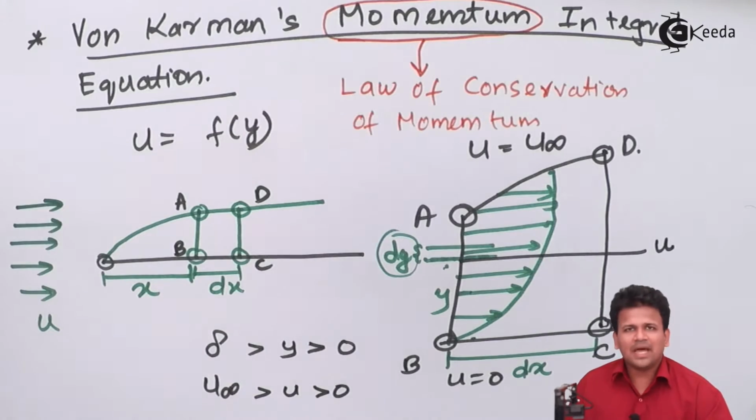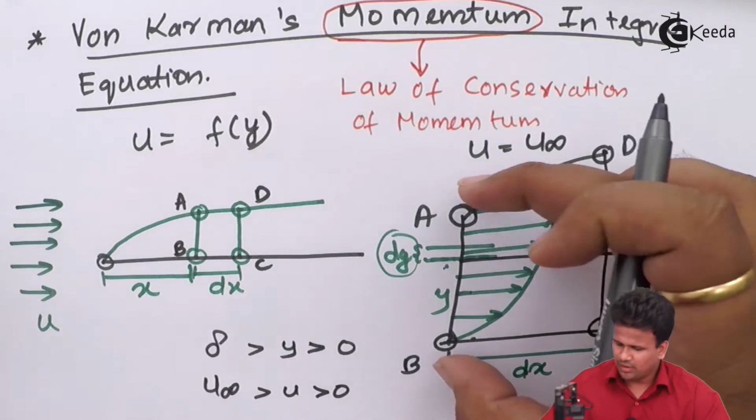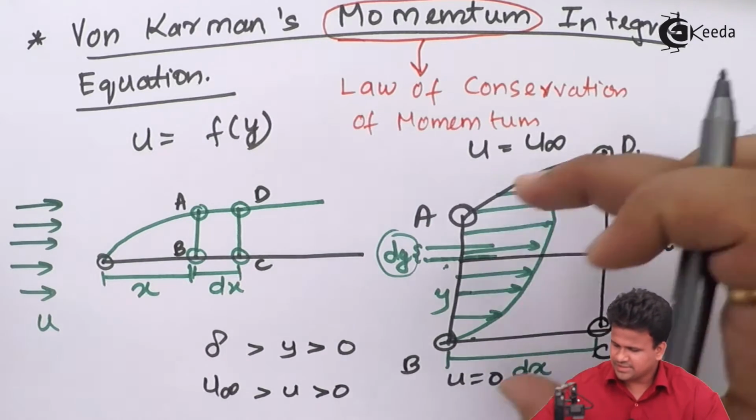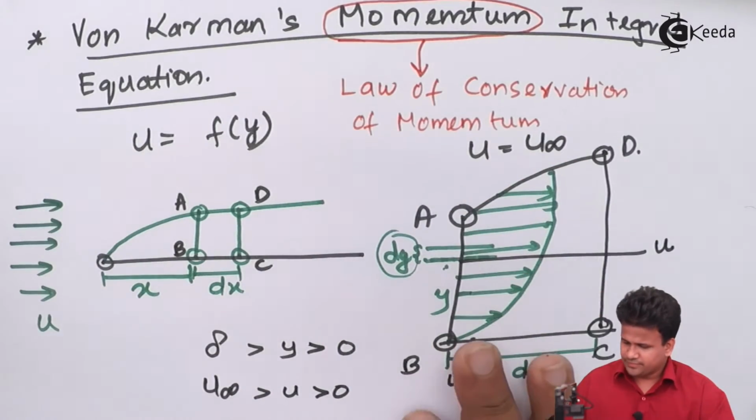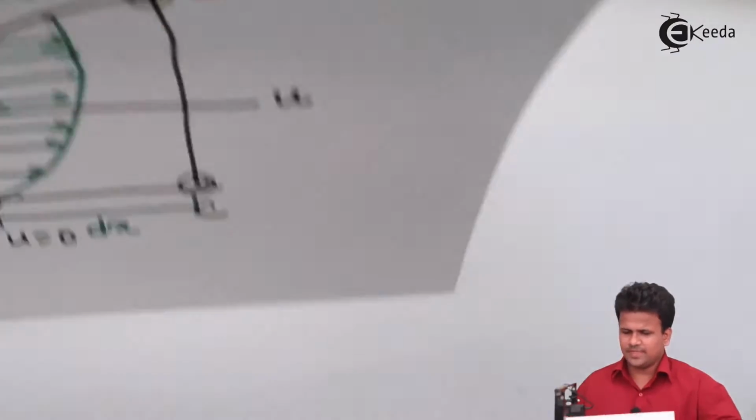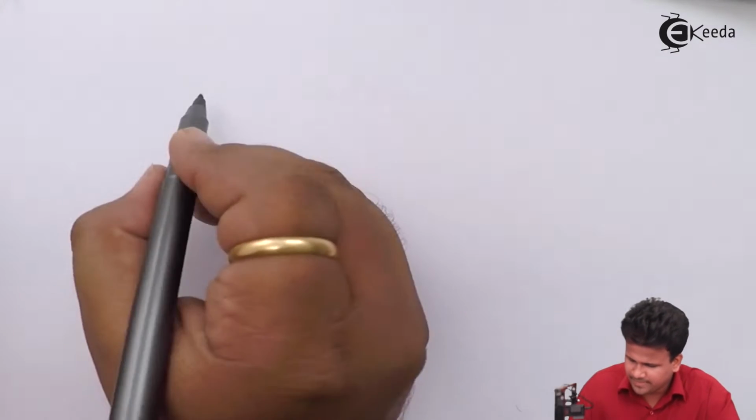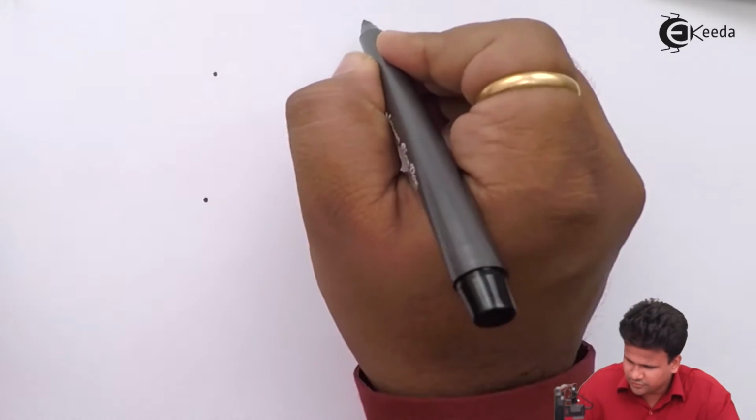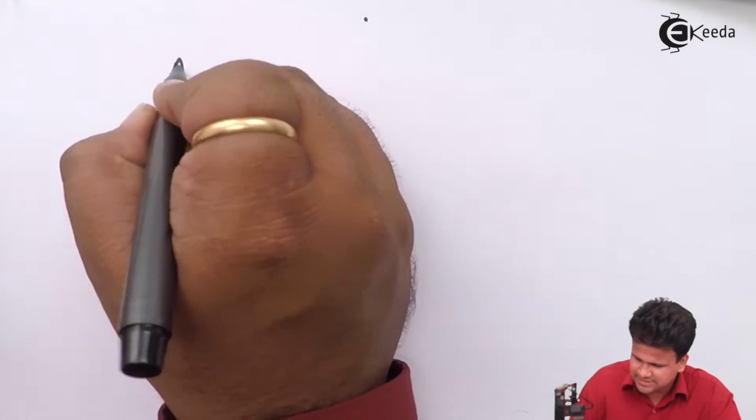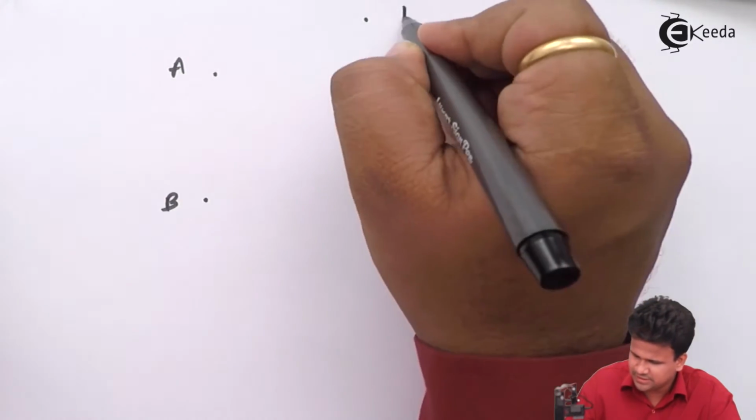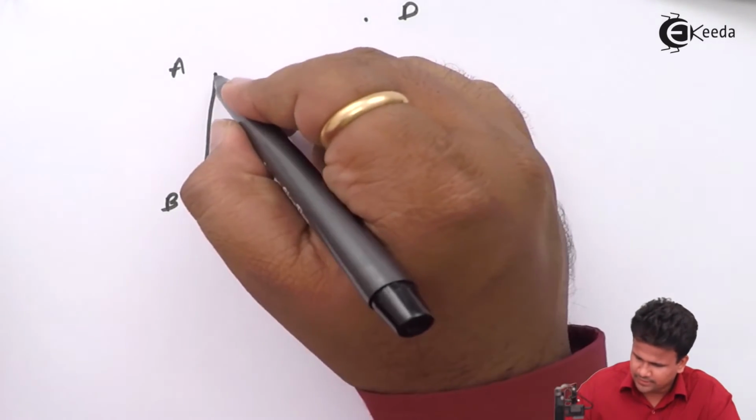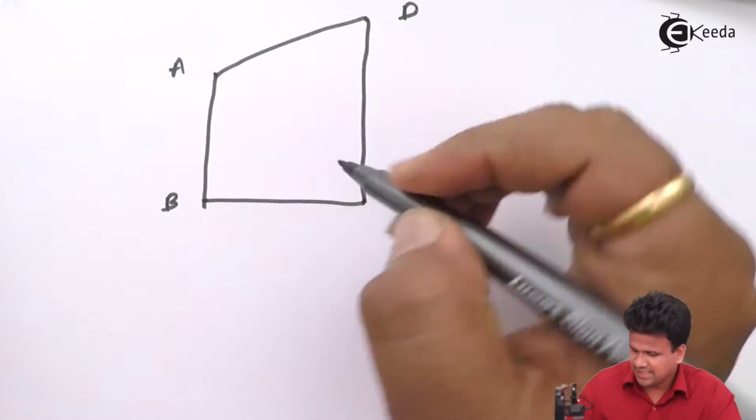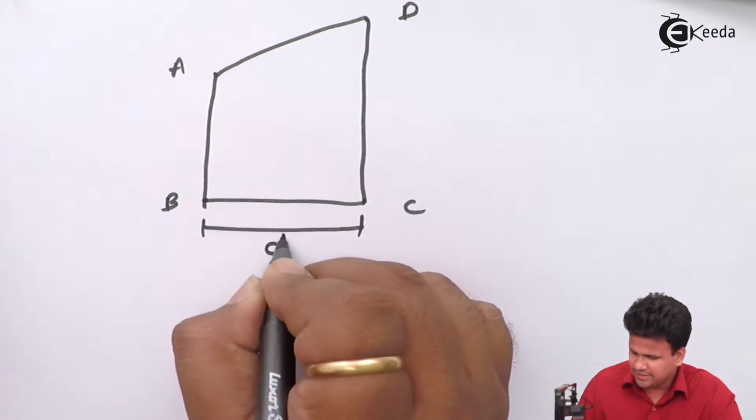Now let us apply mass flow rate or conservation of mass for this entire part. So let us apply conservation of mass. For conservation of mass, let us draw this diagram again. So there will be 4 points here. These points are A, B, C, D. This is the boundary layer and it has a thickness of dx.